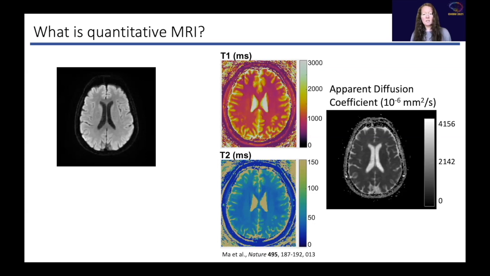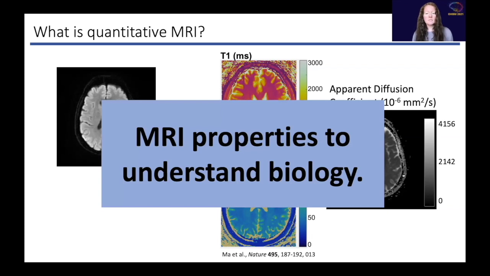So we can call all of these images on the right of your screen quantitative MRI maps. And we use these quantitative MRI properties or tools to understand disease or biology prior to any observable changes in distance or volume.